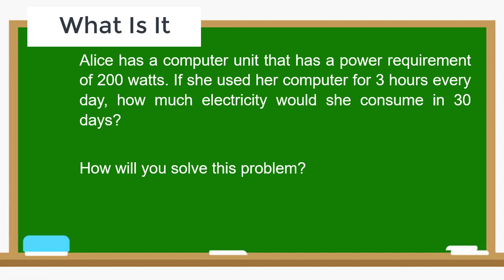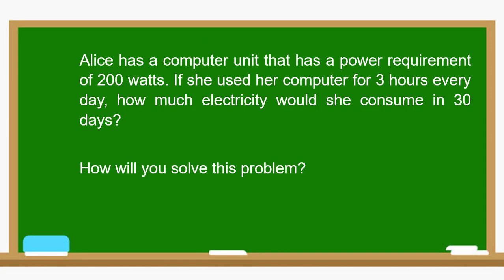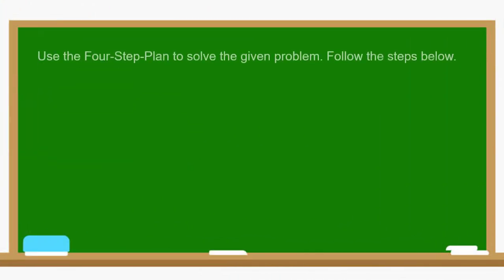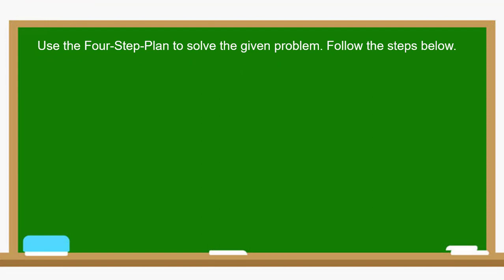Alice has a computer unit that has a power requirement of 200 watts. If she used her computer for 3 hours every day, how much electricity would she consume in 30 days? How will you solve this problem? To solve the problem, use the 4-step plan to solve the given problem.